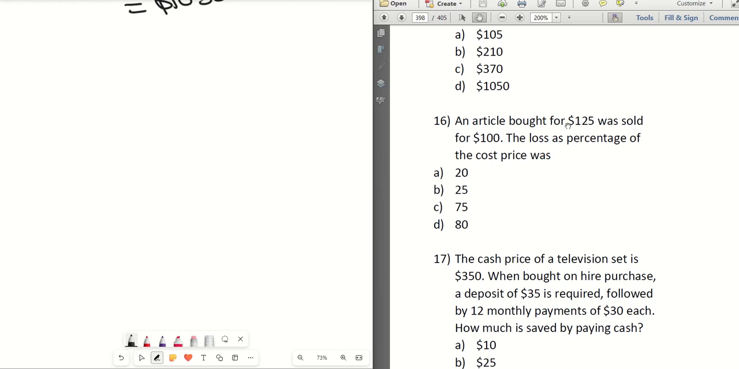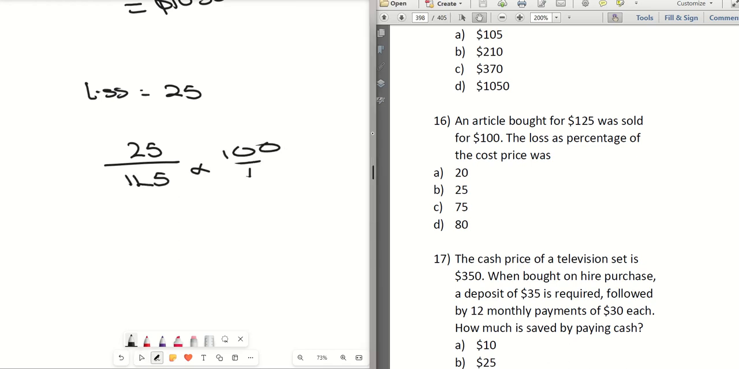An article bought for 125 was sold for 100. The loss as a percentage was, so first off, the loss is equal to 25. I don't need to show you that. It's just 125 minus 100 is 25. So it'll be 25 over 125 multiplied by 100 over 1.